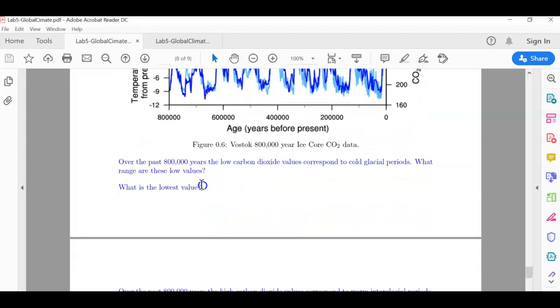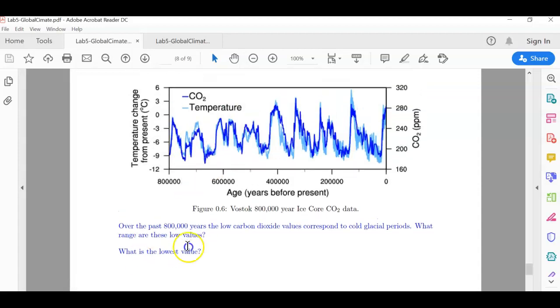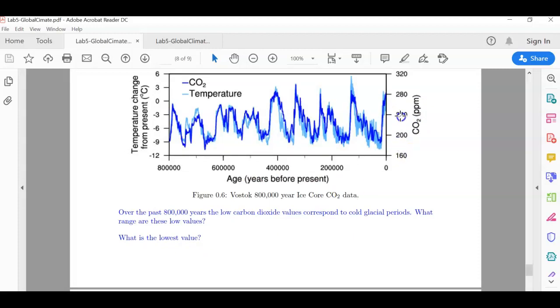Okay, so over the past 800,000 years, the low carbon dioxide values correspond to cold glacial periods. So these low areas also say temperature is low, and they correlate with glacial periods. What range are those low values? What they mean is what range of CO2. So you can think about that based on these values. What is the lowest value that you have? Again, based on these values on the y-axis on the right.